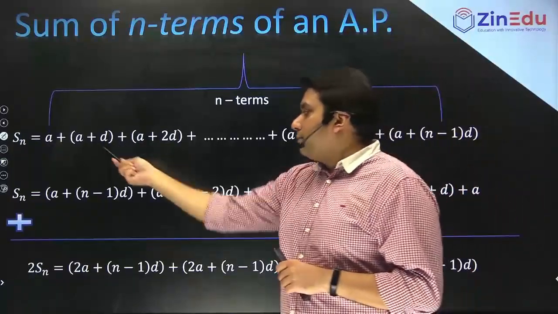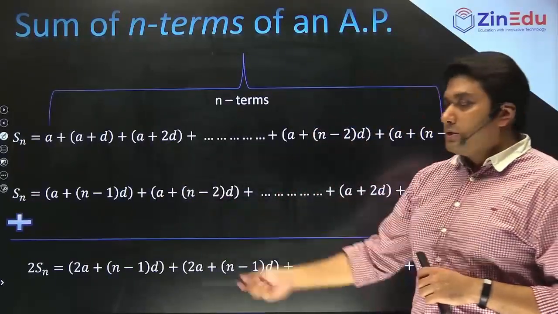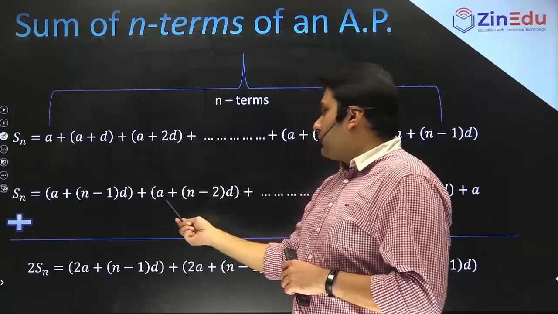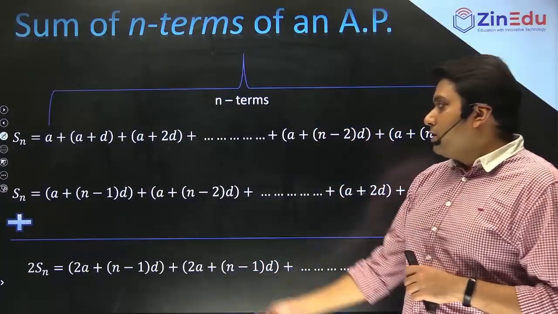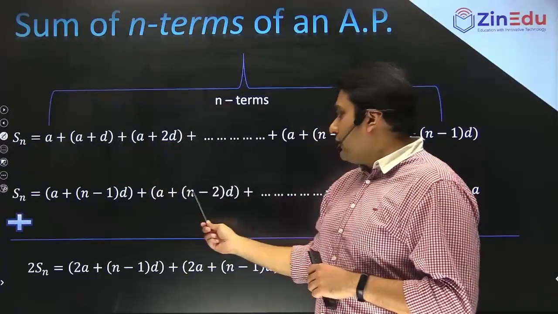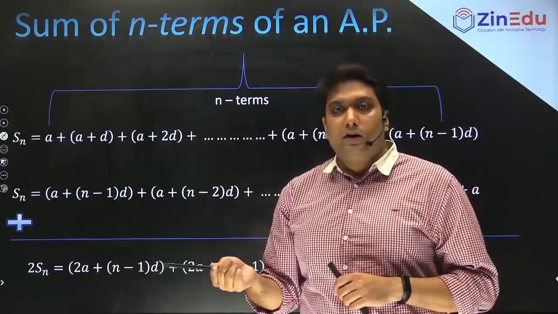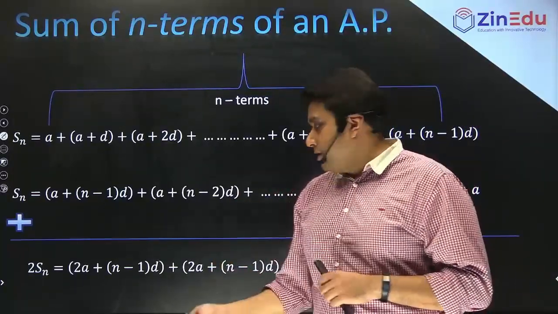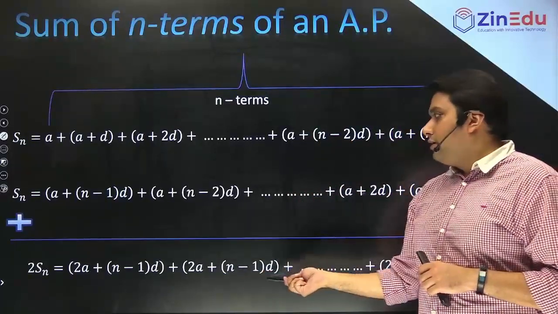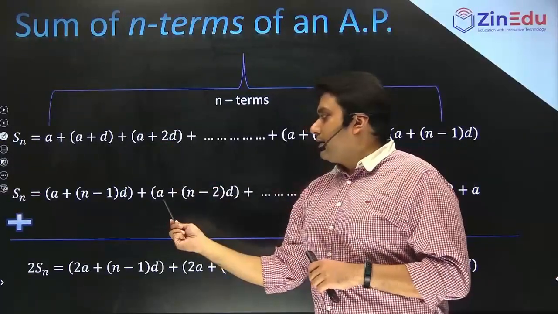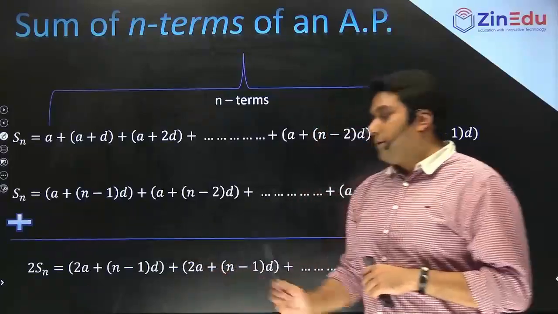Now look at the second term in both the equations. This is A plus D, and this is A plus n minus 2 into D. So we have a D over here and n minus 2 D over here. When n minus 2 gets added with 1, it would be n minus 1. So we are getting n minus 1 into D, and since A and A are getting added again, that would be twice of A.